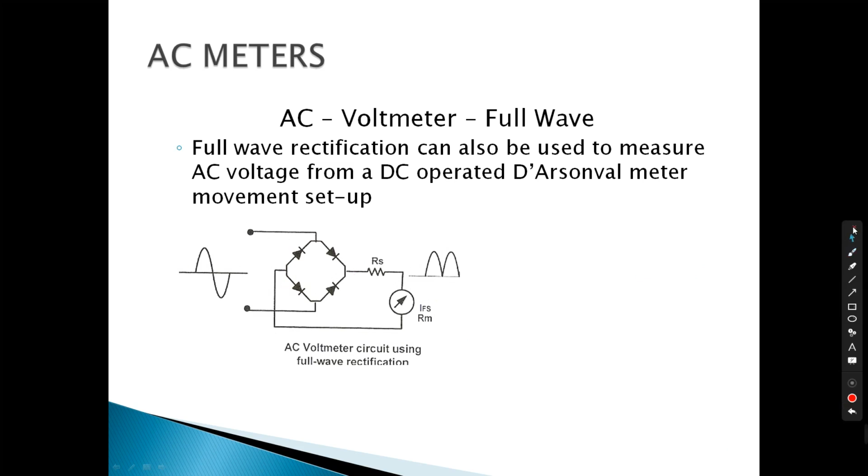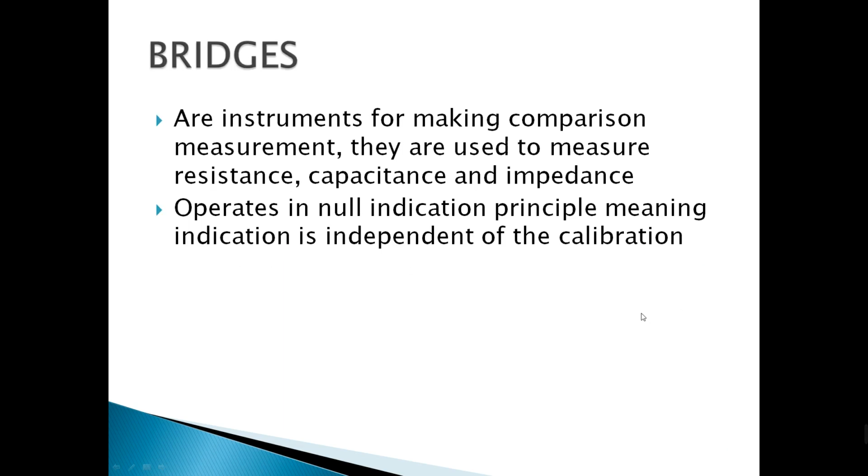Next we have bridges, instruments for making comparison measurements. They are used to measure resistance, capacitance, and impedance. They operate on the null indication principle, meaning the indication is independent of the calibration. We'll tackle null indication in the latter part. Let's proceed.